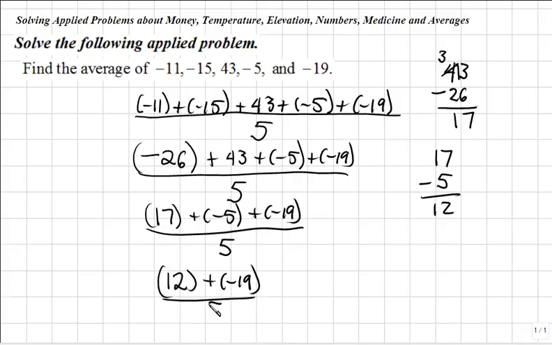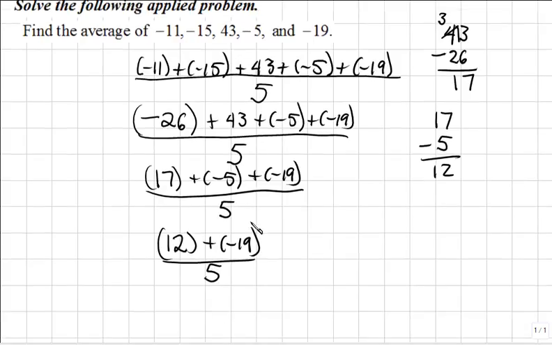divided by 5. Again, adding two numbers of different signs, we'll subtract the smaller from the larger and keep the sign of the larger number. So 19 minus 12 becomes 7. And since 19 is larger than 12 and it's negative, our result will become negative 7 divided by 5.